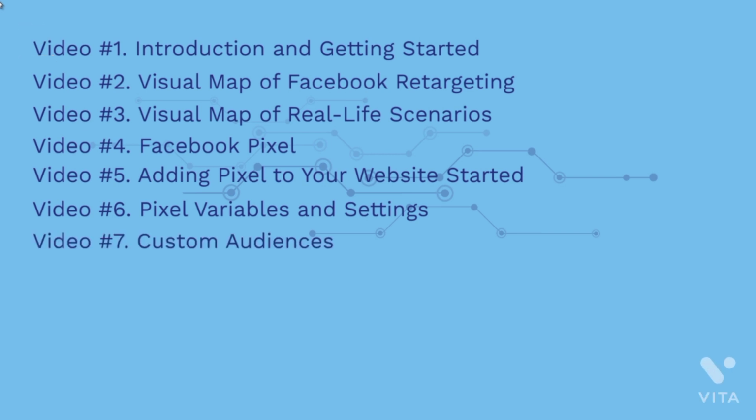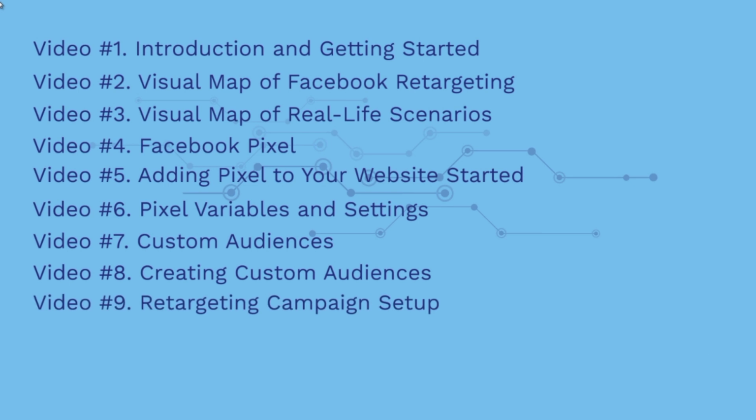Video number 7, we're going to talk about custom audiences, which are essentially lists or segments of people that you have targeted. And when you create your Facebook ad, you can then target that specific custom audience and show that specific ad to that audience. And then of course in video number 8, we'll have some practical application and show you how to create these custom audiences. And of course, last but not least, video number 9, we'll talk about retargeting campaign setup.